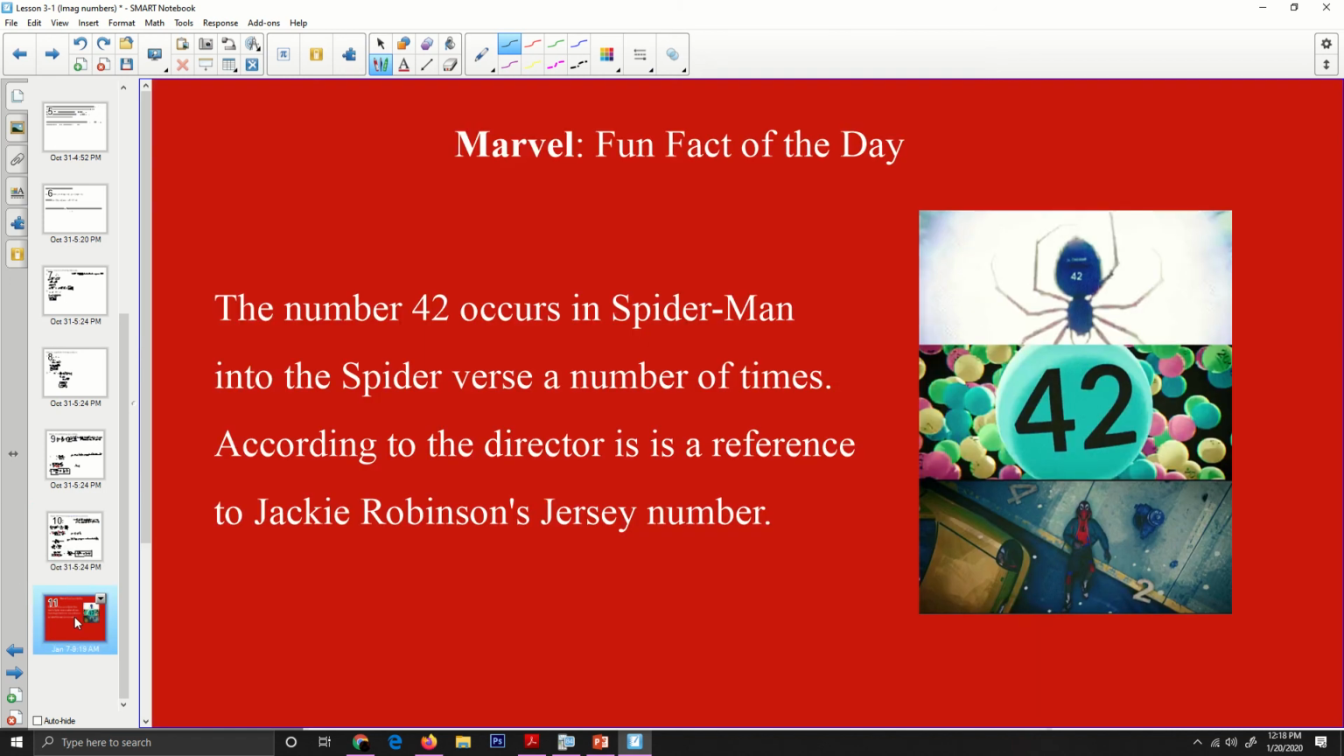So the Marvel fun fact of the day: the number 42 occurs in Spider-Man: Into the Spider-Verse a number of times. According to the director, it is a reference to Jackie Robinson's jersey number 42. Jackie Robinson was the first African American player to play in the National Baseball League, and, holy cow, I forgot his name. Miles Morales. There we go. Miles Morales is the first black character to play Spider-Man.